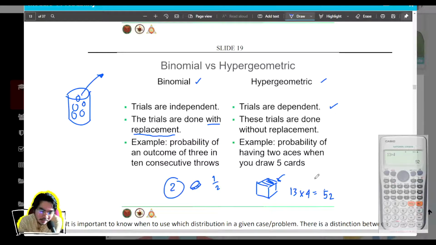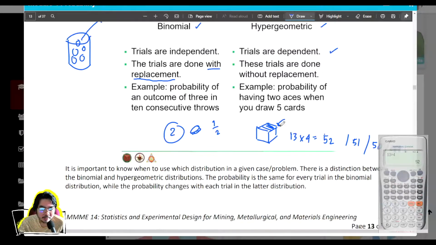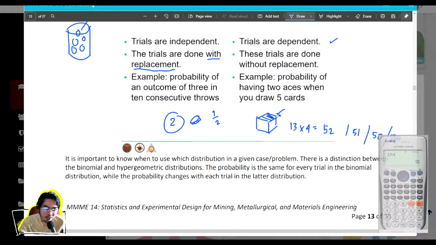So if you have 52 playing cards, tapos nagtanggal ako, kunwari, sa 5 trials ko, first trial ko, nagtanggal ako, I now only have 51 para sa trial 2. Tapos the next is 50, and so on, 49, dot, dot, dot. Tama? So ibig sabihin nito, pag ganyan, dependent yung bawat trials. Okay? So ganun nyo na lang siya i-imagine.